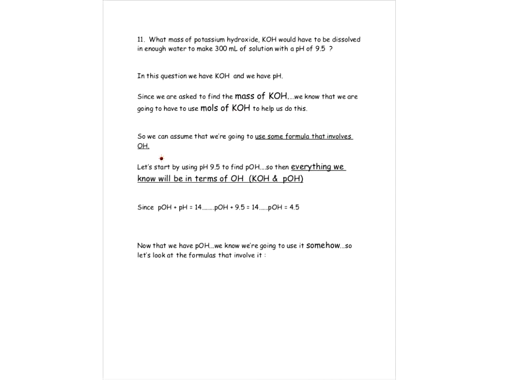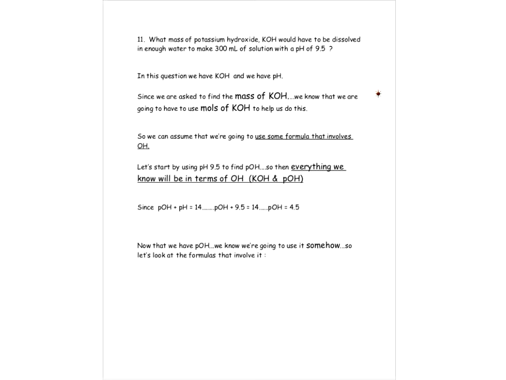So I know I'm going to have some formula that involves OH, and so what we can do is change everything into OH. Because we've been given pH of 9.5, we can change that into pOH, and that way we'll have everything as OH kind of values. So what we do then is we use this formula, and we say pOH plus 9.5 equals 14, and so our pOH equals 4.5. So now this becomes a pOH of 4.5, and now everything's OH. And we'll be able to make some more headway now at this point.